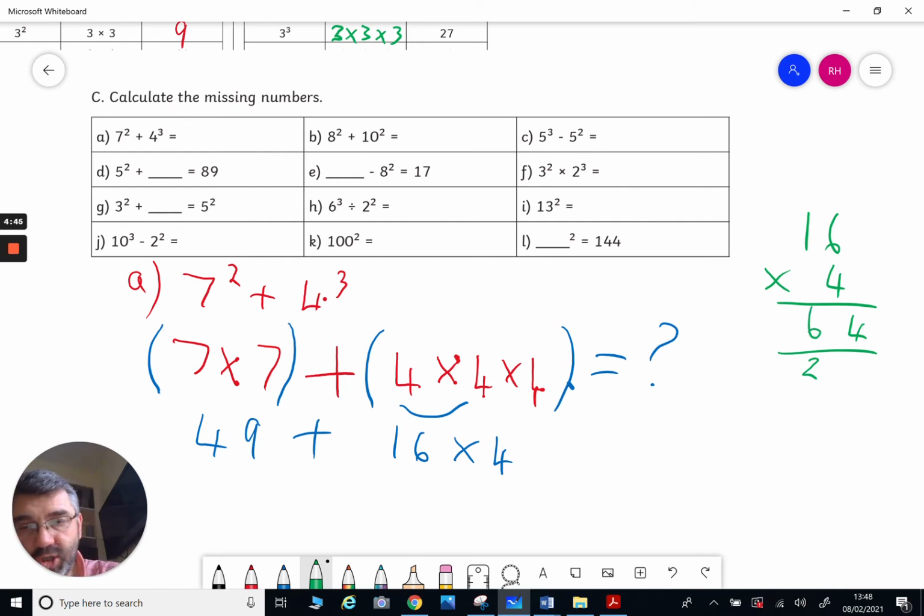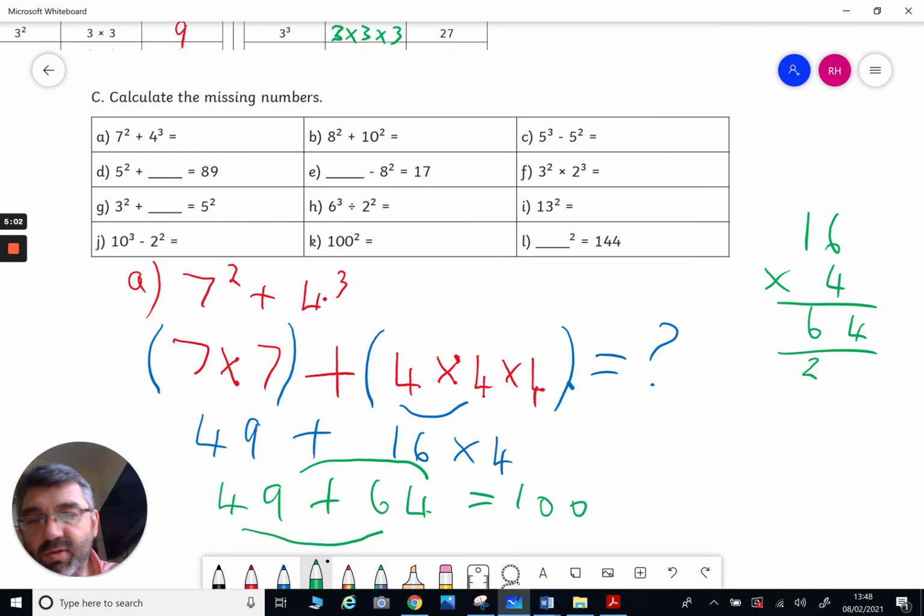So actually, we've ended up with 49 add 64 equals, okay, and if you want to quickly add that up, we've got 40 add 60 is 100, we've got 9 and we've got 4 is 13. So we've got 113 is our answer, okay?